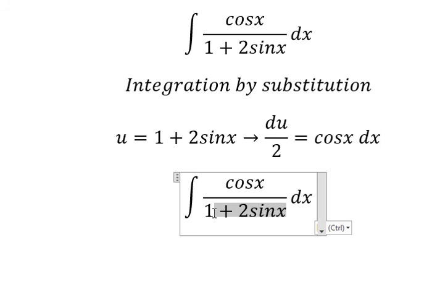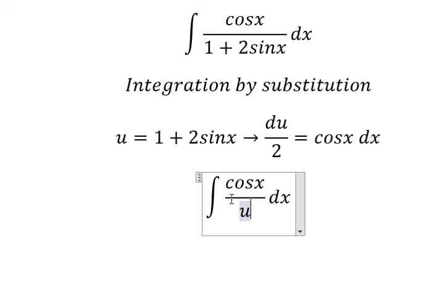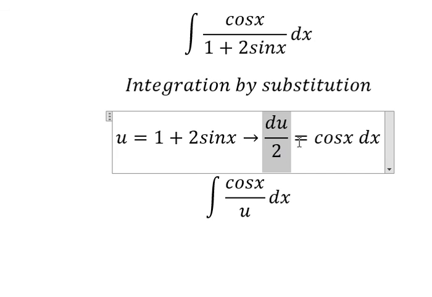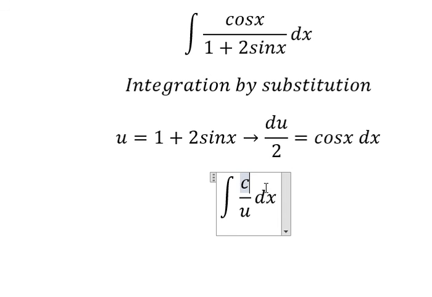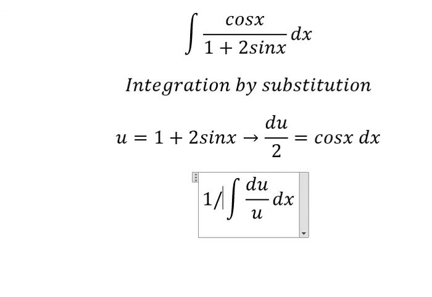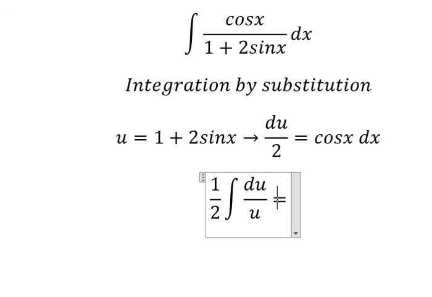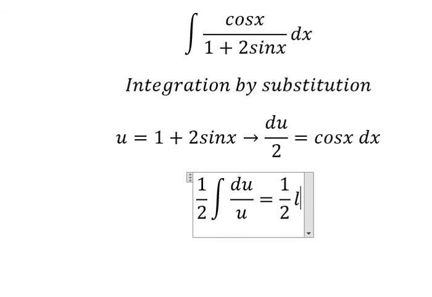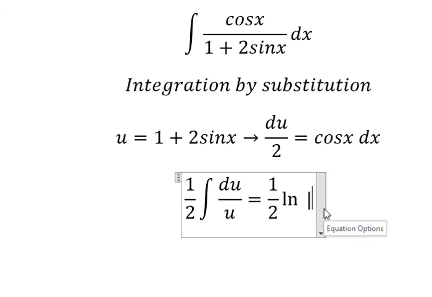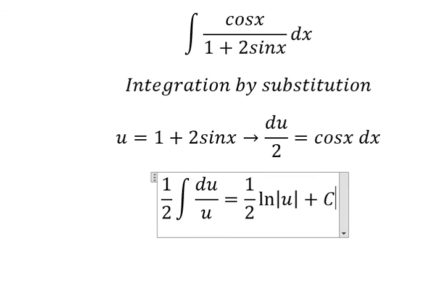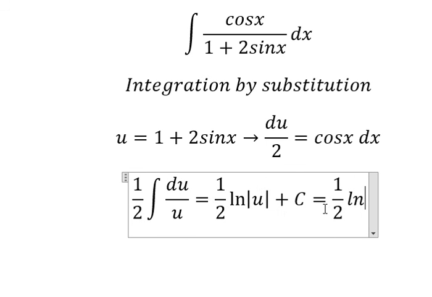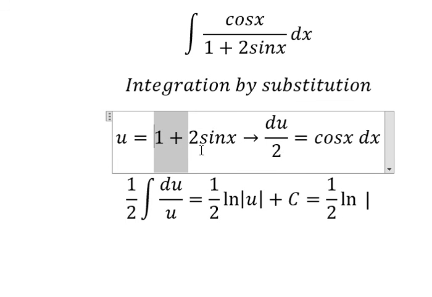So this one we change to u. Cosine x dx we change to u over number 2 because we have this one in here. The integration of this one, we have ln of the absolute value of u, and we put c. Then u is this one.